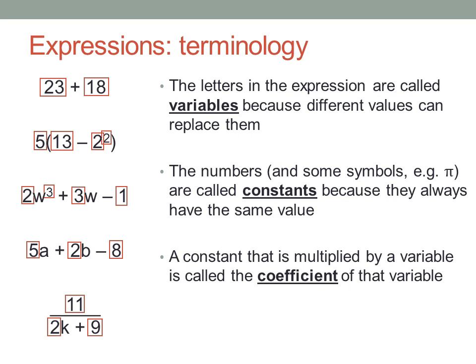Numbers, and some symbols, like pi, are called constants because they never change. Their value is constant. Constants in front of a variable are called coefficients. That's just a special name for the constant in front of a variable.